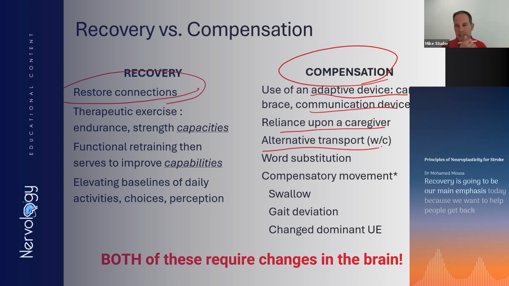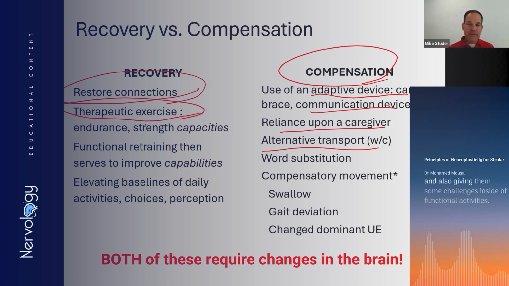Recovery is going to be our main emphasis today because we want to help people get back to as normal as possible. And that's done, we promote connections by using high-intensity therapeutic exercise, functional retraining, doing the activities that they need to relearn how to do again, and also giving them some challenges inside of functional activities. So we elevate the difficulty in ADLs, and then we remove that difficulty so the brain can have an opportunity for some wins and to have improved.